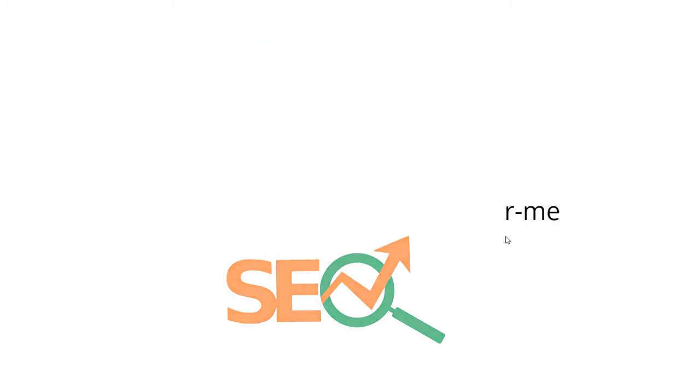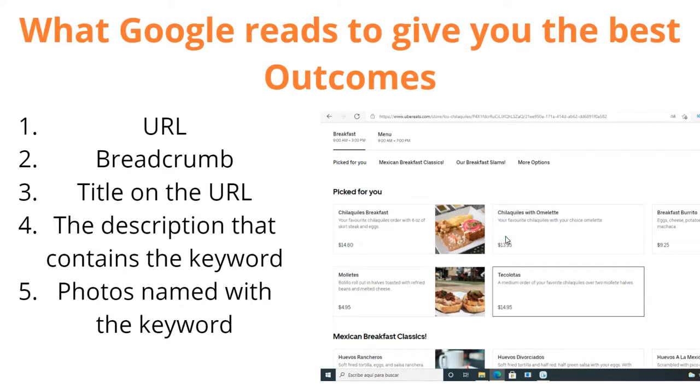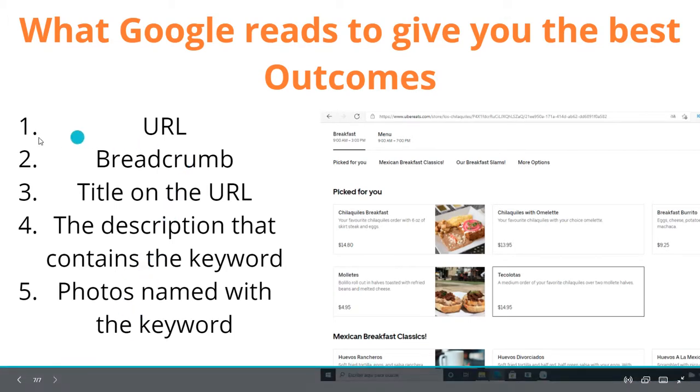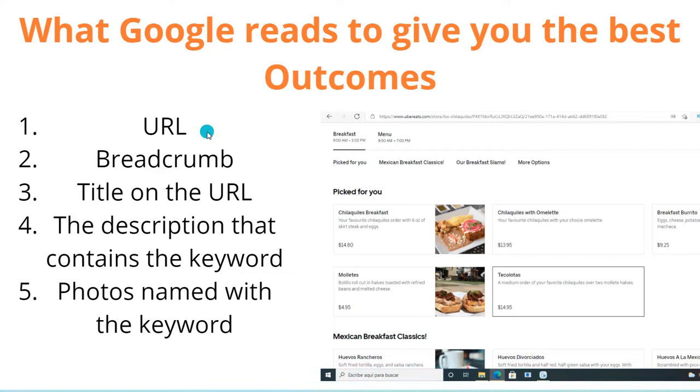Now, let's move to what Google reads to give you the best outcomes. These are the 5 most important. Obviously, there are more steps that I'm going to explain in more detail in future videos, but the first 5 steps are these. The first one is the URL. Google will read your URL to know if you have the keywords over here.